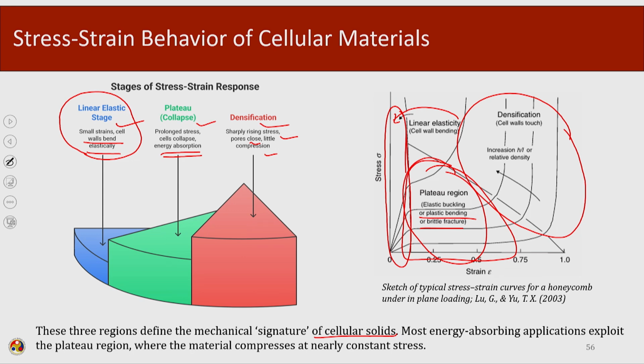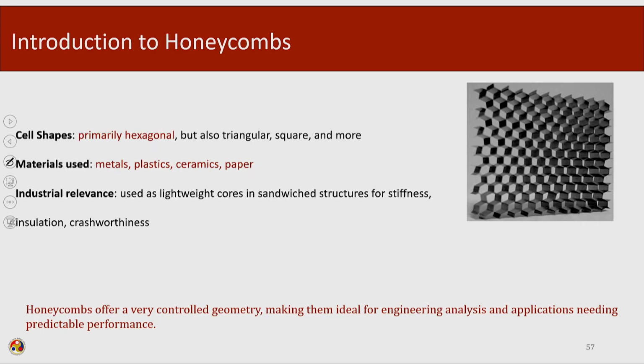Moving ahead, honeycombs. Earlier also we have seen honeycombs, so we will look into a bit more detail. Cell shape: it is primarily a hexagonal shape, but it can also be a triangular core or any other shape. It can be made of metals, plastics, ceramics and others. The main idea here is the geometry, the regularized cell shapes arranged, which gives the honeycomb its energy absorption capacity.